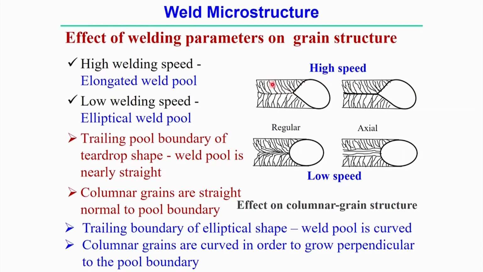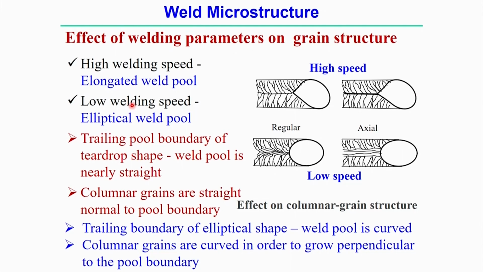Here the grains grow with respect to the weld central line, almost perpendicular to it. If it is very high speed, then it becomes axial, exactly perpendicular to the weld central line. If we gradually reduce the welding speed, that means at very low speed, it takes a curvature with respect to the weld central line, and from the weld central line it makes a curvature and goes towards the outer periphery of the weld pool. So, these are the typical grain structures generally observed during the welding process.